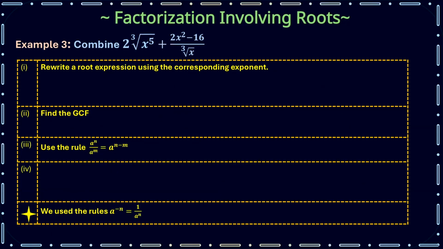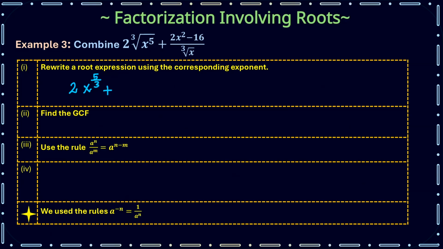Let's look at the next example. So once again, we are going to rewrite the expression in power form. We have 2 cube root of x to the power of 5 is the same as x to the power of 5/3. Remember that the index of the root is always the denominator of the exponent.